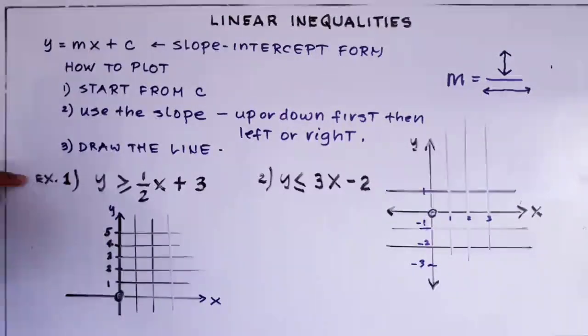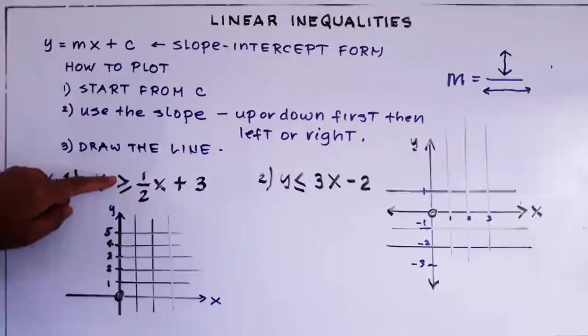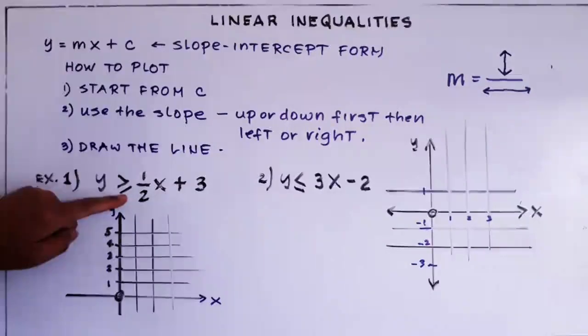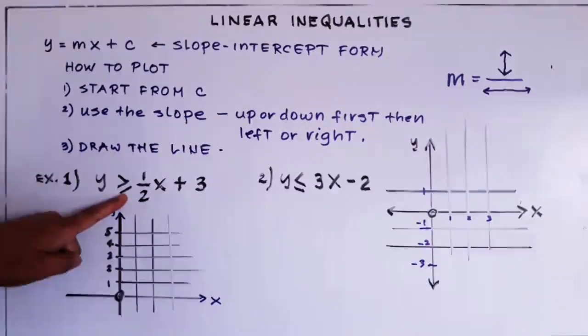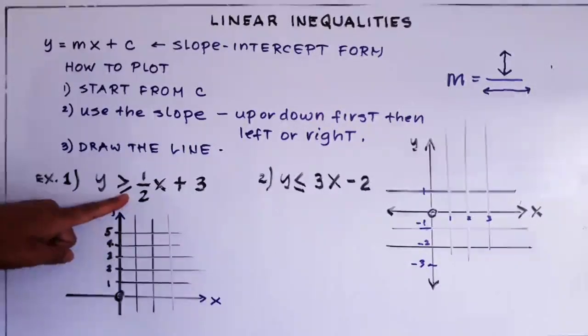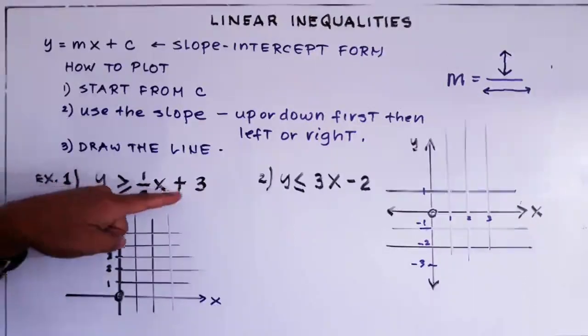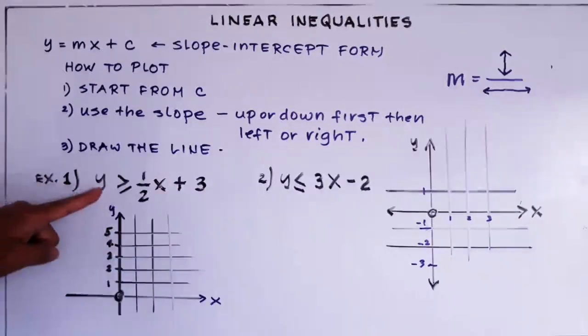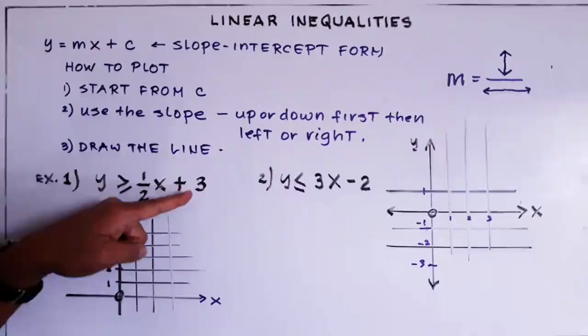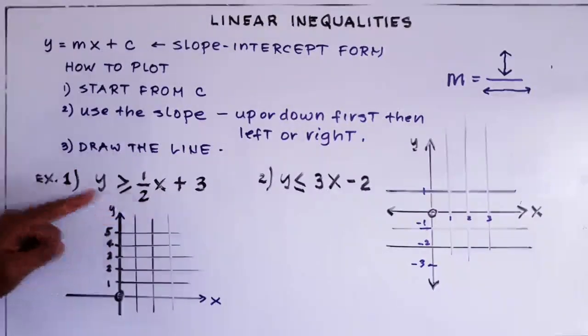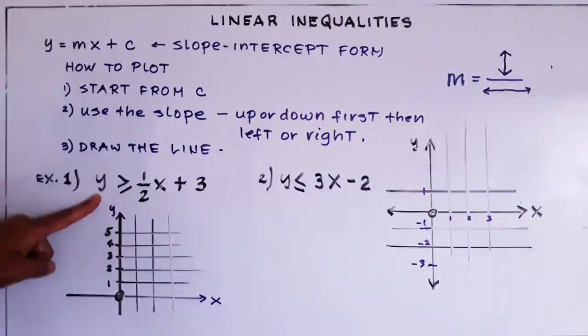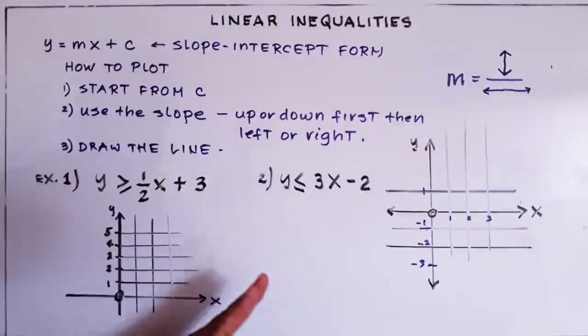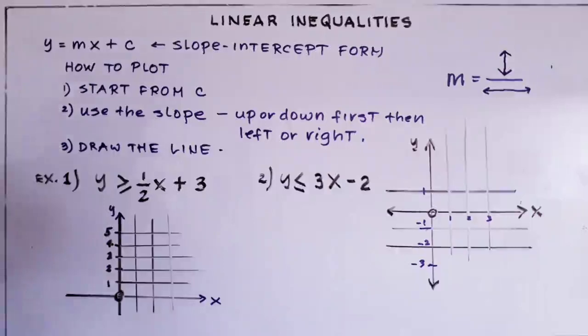Okay, let's have an example here. y is greater than or equal to. Therefore, your line is a visible line, so there's no problem. It's just like our linear equation. Okay, 1/2 x plus 3. If your equation is not arranged like this, you have to arrange it. So your y must be here and y must be positive, and the rest should be on the other side.